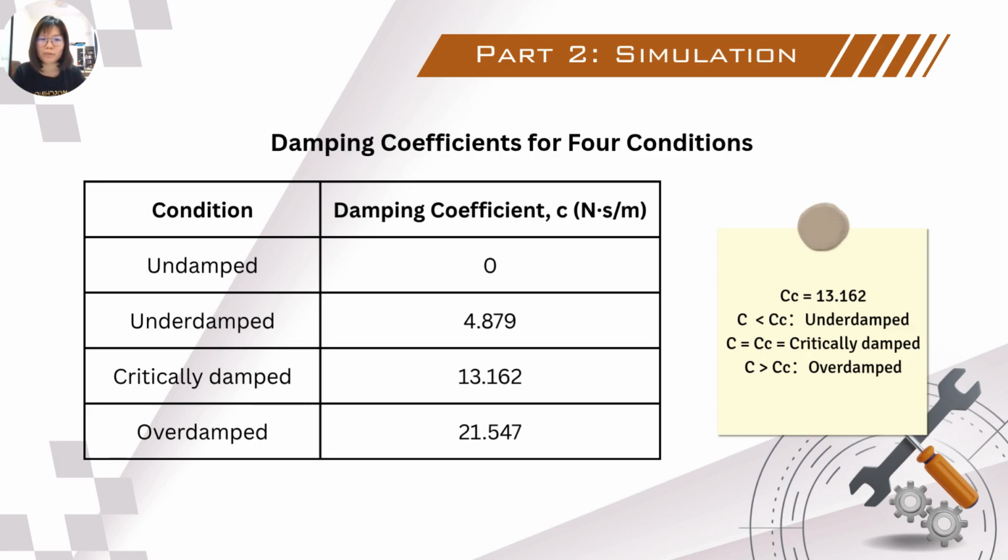To obtain the four different behaviors, I kept the mass and spring constant fixed, but changed the damping coefficient. For the undamped case, C is equal to 0. For the underdamped case, C is smaller than the critical damping coefficient. For the critically damped case, C is equal to the critical value. For the overdamped case, C is greater than the critical value.